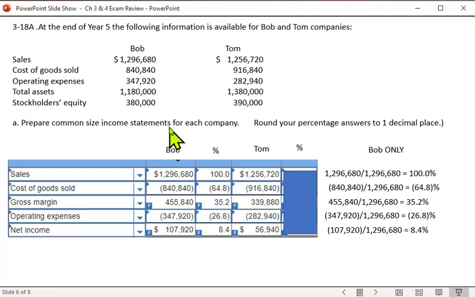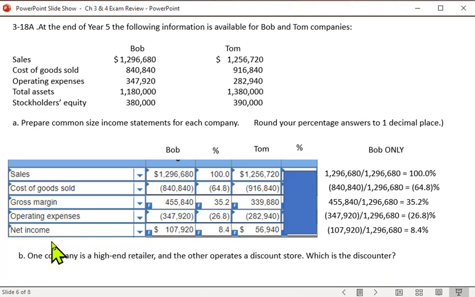Prepare a common size income statement for each company. So Part B: one company is a high-end retailer, like a jewelry store that sells diamonds. The other operates a discount store, which let's say is like Sam's Club. Which is the discounter? By this information up here, can you tell which the discounter is? And by the way, I haven't revealed Tom's percentages yet on his income statement. I will in just a second though.